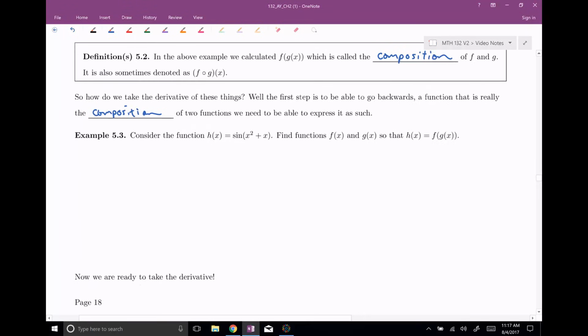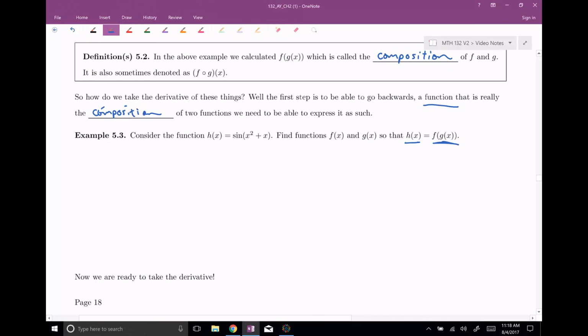All right, so let's try this. Here we have a function h of x, which is sine of x squared plus x. So I want to find functions f and g so that I can write h as the composition of two functions. So again, we're going in this backwards direction. We're taking this function that is really a composition of two functions and being able to express it as such. What is it the composition of?